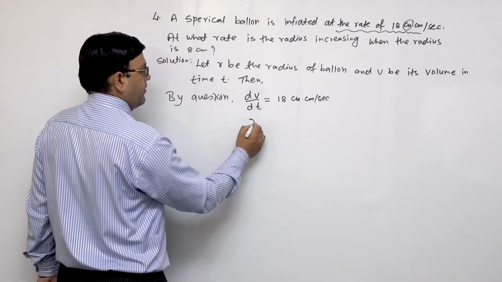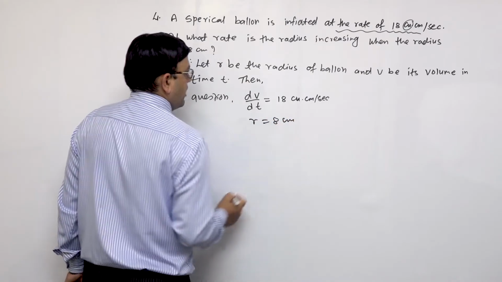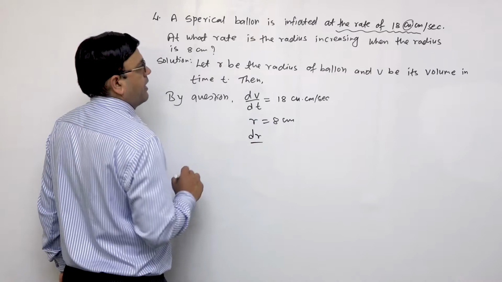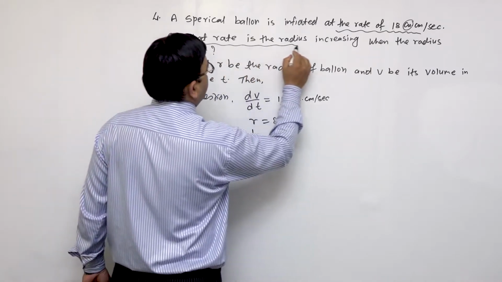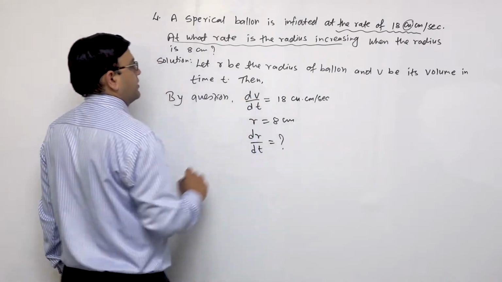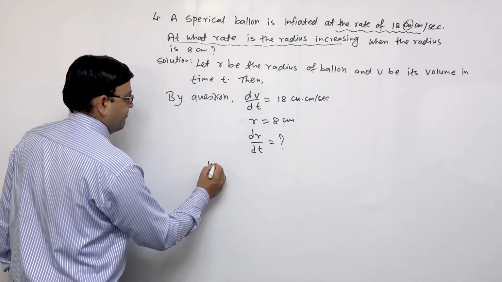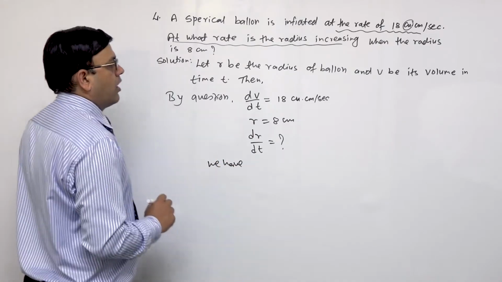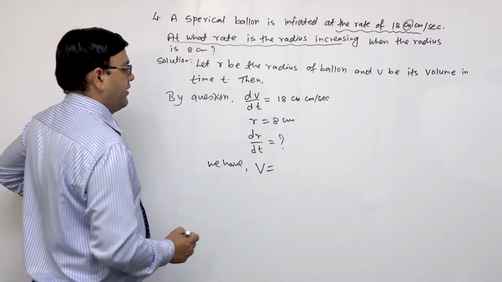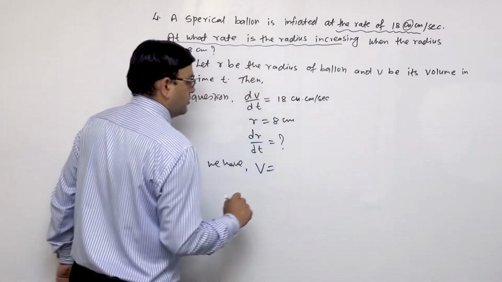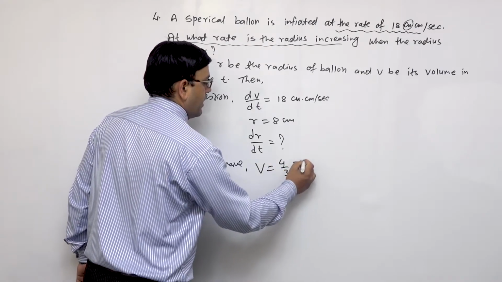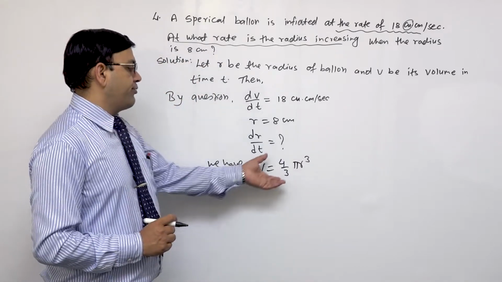But we have here r is equals to 8 centimeter, and then dr by dt, because we need to find at what rate the radius is increasing. So dr by dt is equals to what? The volume of the balloon, V, this balloon is spherical, like a sphere. So 4 by 3 pi r cube is the volume of sphere.